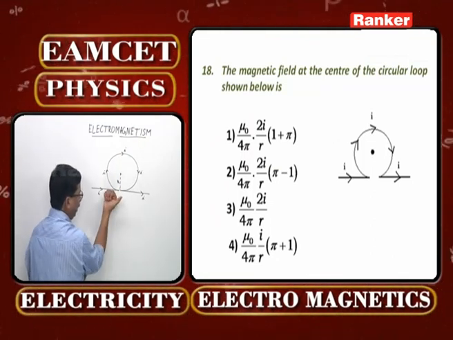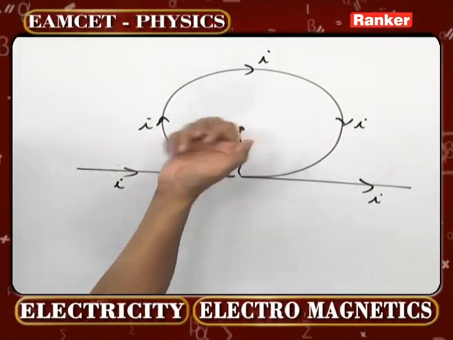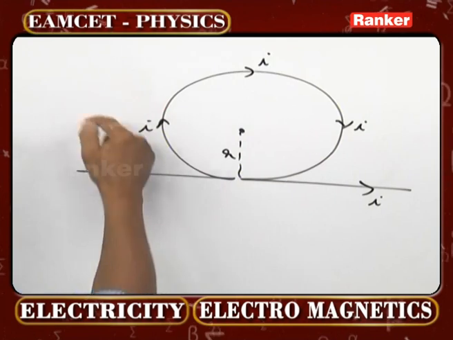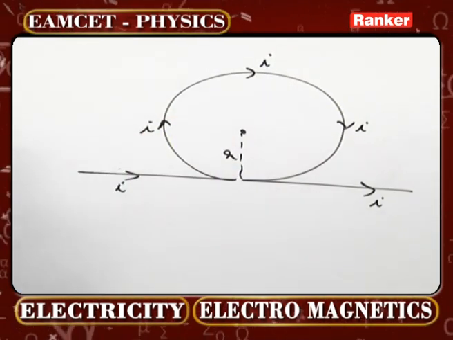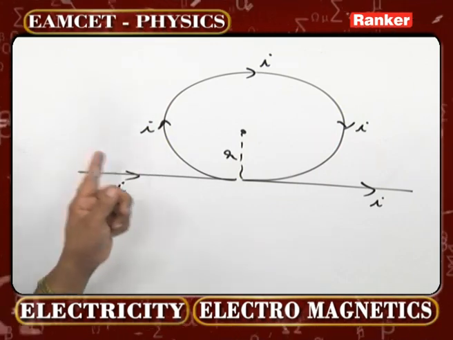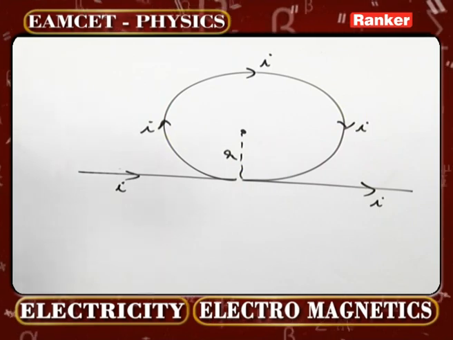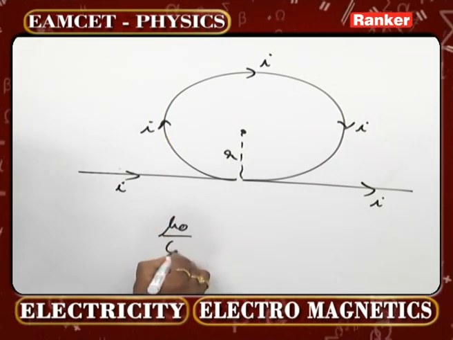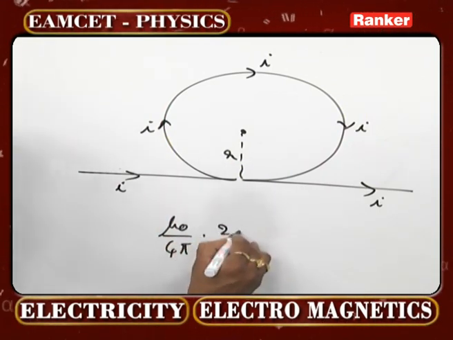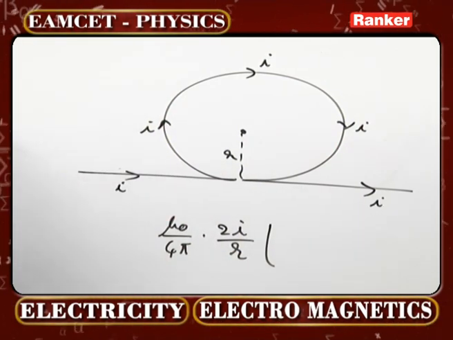Now if you put your right hand against this current, magnetic field is coming out of the point O, whereas this one it is going in. That means both are in opposite directions, mind that one. So earlier whatever we have got, same value you get, but with a negative sign. So what will be your answer there? Mu naught by 4 pi 2I by R, till that extent common.